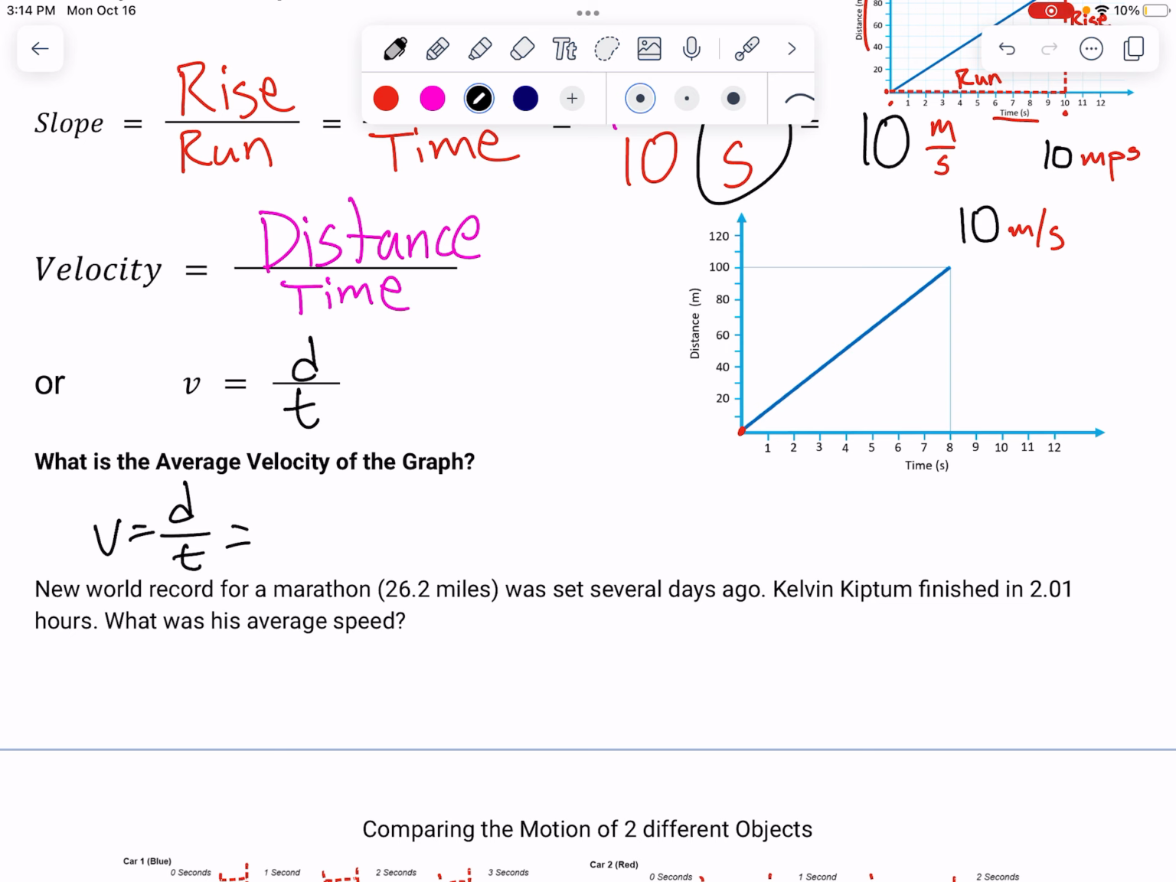Actually, I'll give an answer key to the sub so that they can go ahead and show you guys if you want to check your work. All right, next.